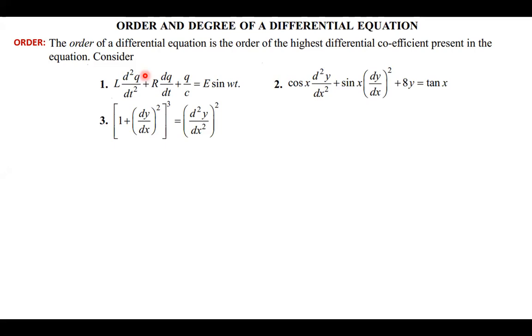So when you look at the second one here, it has d²y/dx², and it also has dy/dx there. So here the order is also 2. Let us also look at this one. Even this one, the order is 2, but they have different degrees.